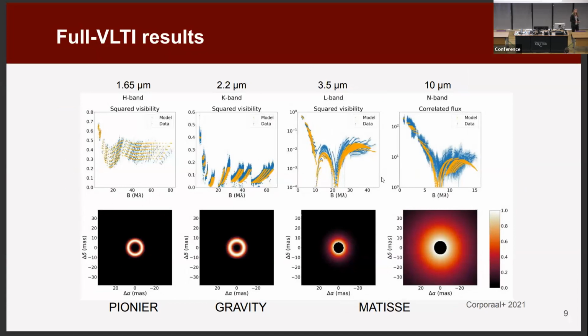We fitted geometric models to the visibility data of the different bands. You see here the data in blue and the best fitting geometric model in orange. Below, I show the images of these geometric models. You can see that the visibility data is fitted quite well. The overall shape is fitted quite well, but not all individual data points are fitted equally well. So this means that the geometric models are not complicated enough, at least to characterize the full disk structure.